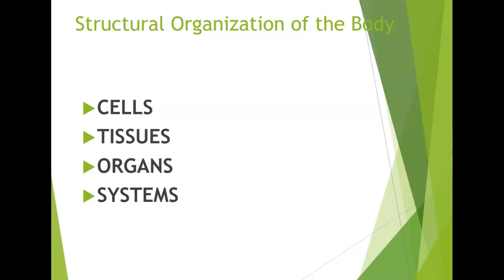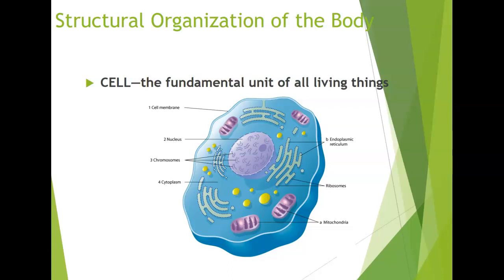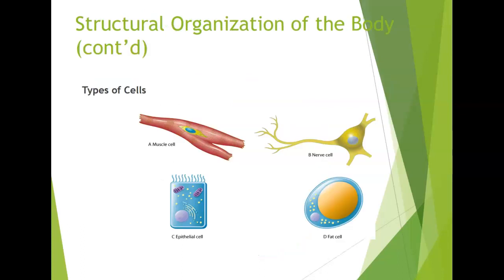So when we look at the different types of cells, there's different parts of the cell. And you can see there's a cell membrane and the nucleus, chromosomes, all different parts of the cell. And the cell is technically the fundamental unit of all living things. There's a number of different types of cells that are out there. There's the muscle cells, there's nerve cells, fat cells, and epithelial cells.